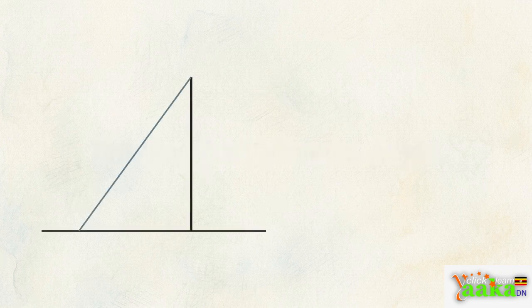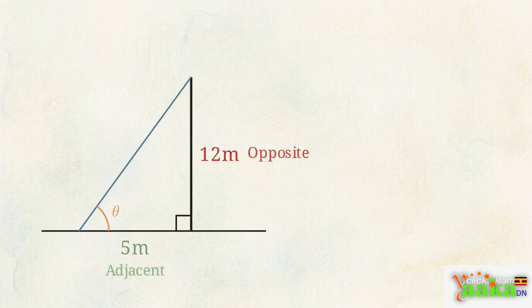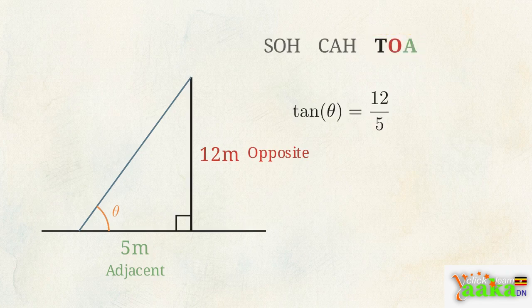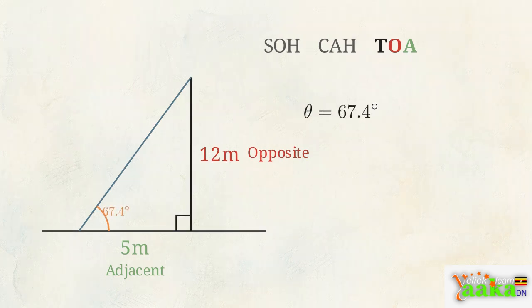This diagram maps a support wire attached to our telecommunication mast. The wire is anchored 5 meters from the base and attached 12 meters high. We need to find the angle at the base, our theta. We have the opposite side at 12 and the adjacent side at 5. This means we use the tangent ratio, the TOA. Tangent theta equals 12 divided by 5, which is 2.4. To isolate theta, we apply the inverse tangent function to 2.4. The calculator gives us an angle of 67.4 degrees.